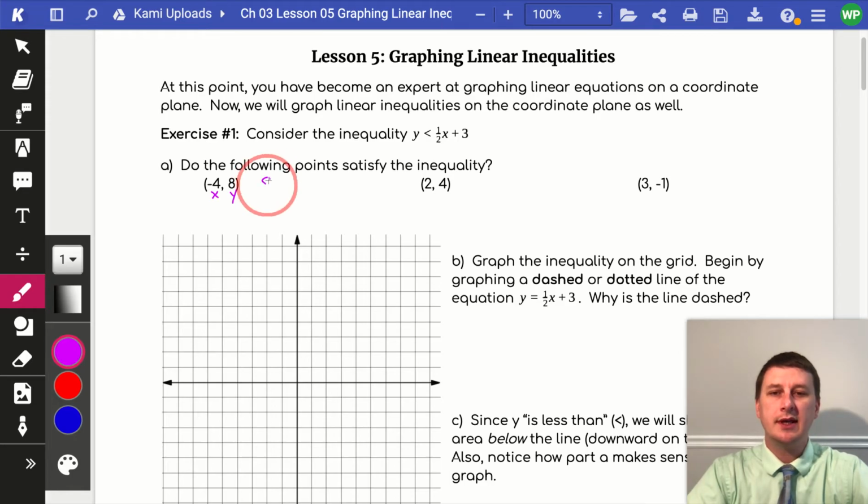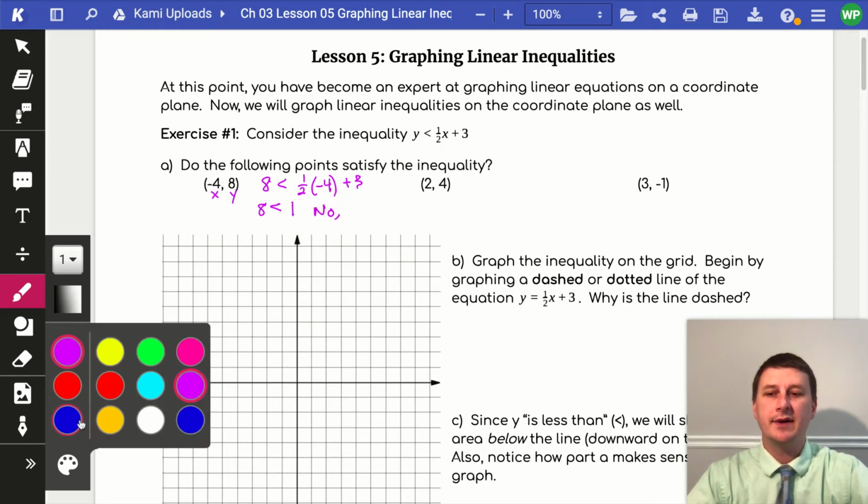So my y value is 8, and then I have less than half of -4, because it said half of x plus 3. And now I'm going to get 8 is less than, and then half of -4 is -2, and -2 plus 3 gives me 1. Is 8 less than 1? No. Okay, so this first point does not satisfy the inequality.